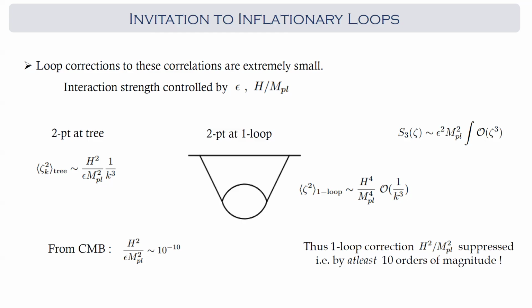Now, not only is this slow roll suppressed with respect to the tree level result, it's also suppressed by a factor of Hubble square by M Planck square. Now, how small exactly is this factor? As I just told you, the amplitude has been measured from CMB Planck data. The amplitude goes as 10 power minus 10. Now, you can see that Hubble square by M Planck square must be at least as small as 10 power minus 10, because epsilon is much smaller than 1. So you can see that this loop correction is at least 10 orders of magnitude suppressed with respect to the tree level result. So practically speaking, there's very little hope of ever observing it.